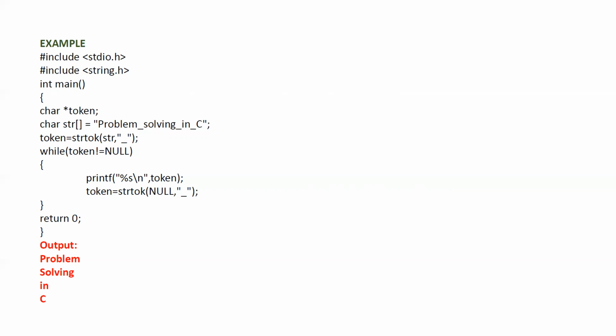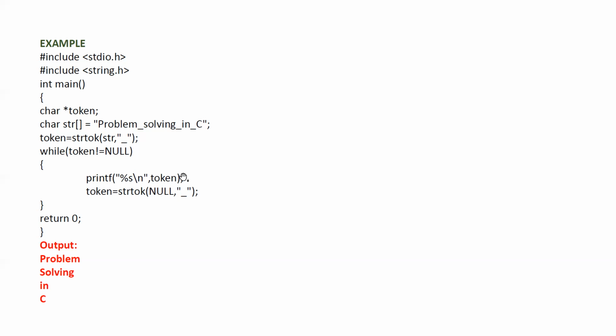So what you have to do is keep calling the function in a loop until your string becomes empty. I use a while loop here. So while token is not equal to null, while there is a value for token, you have to keep printing it. So printf percentage s token. Now in the first case, first this will be executed: token equal to strtok str comma delimiter. This will be executed and problem will be stored into token. Now as soon as it enters the loop, my problem is going to be printed here.